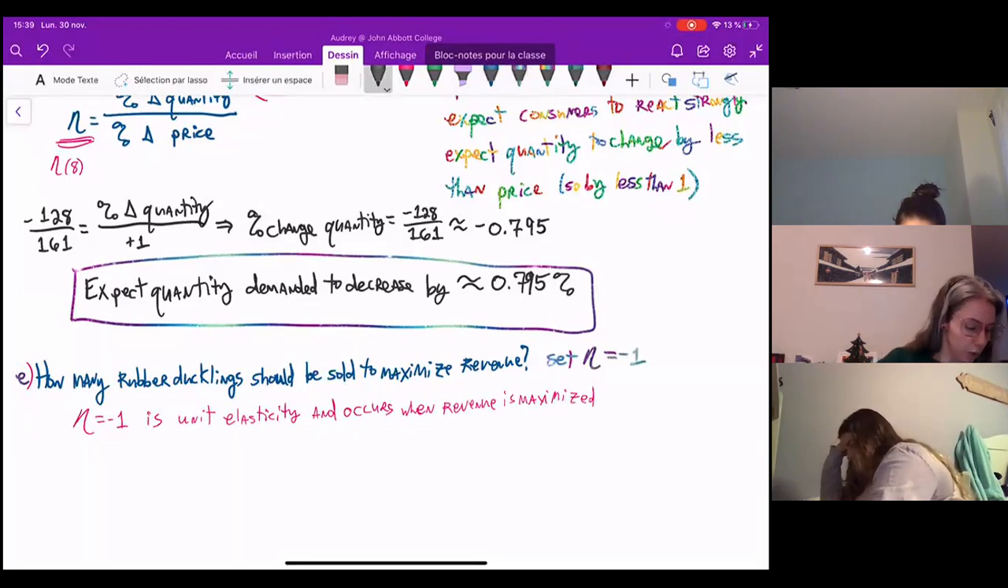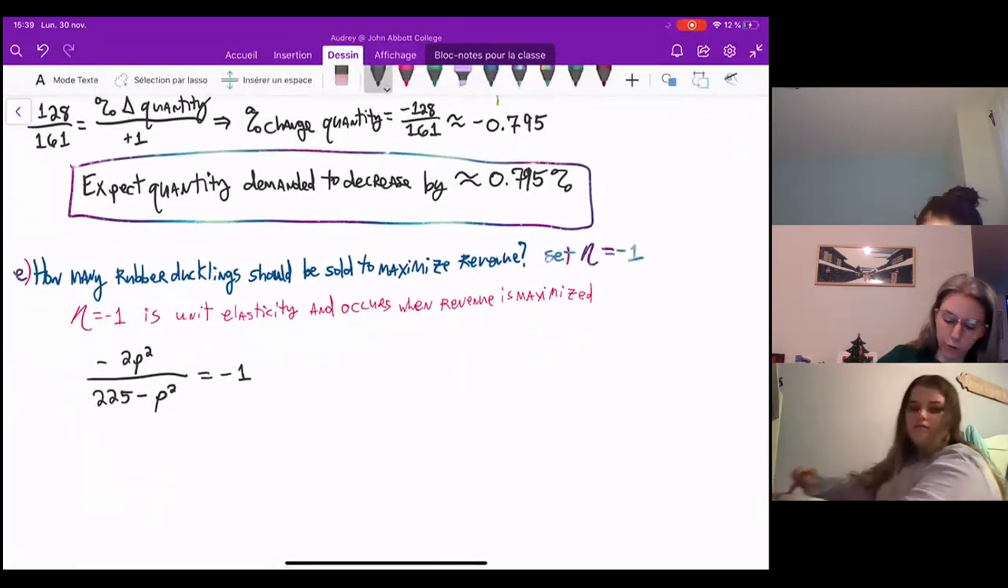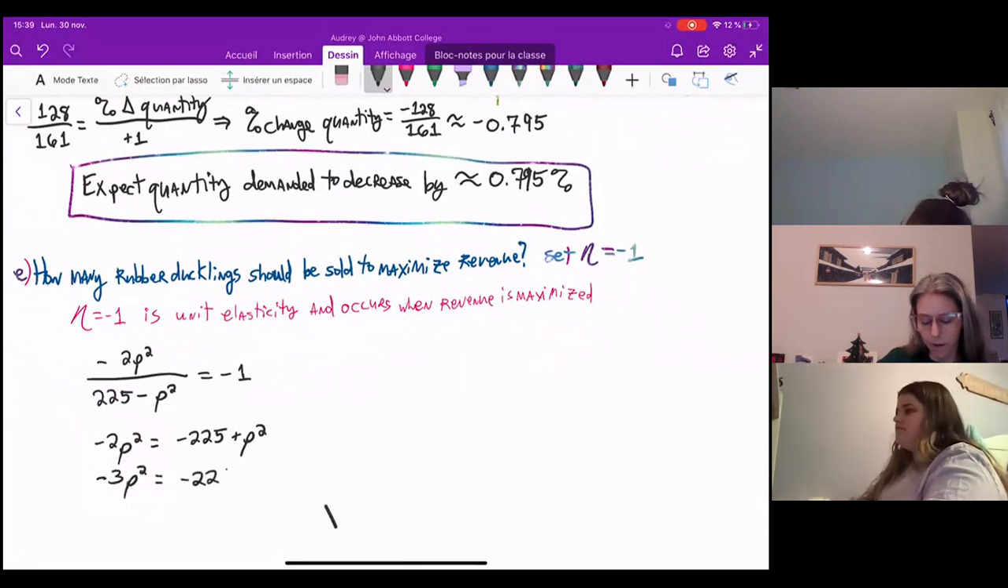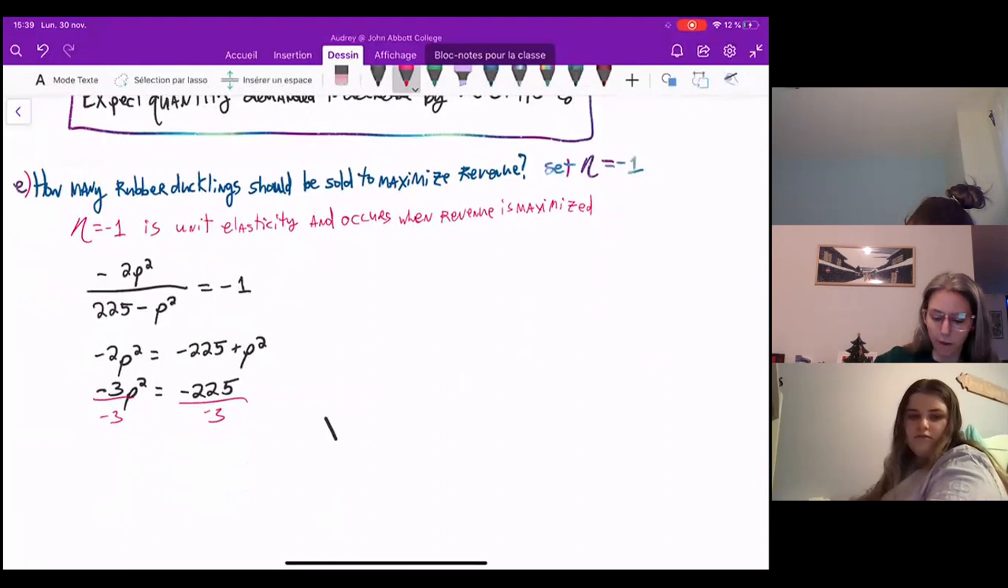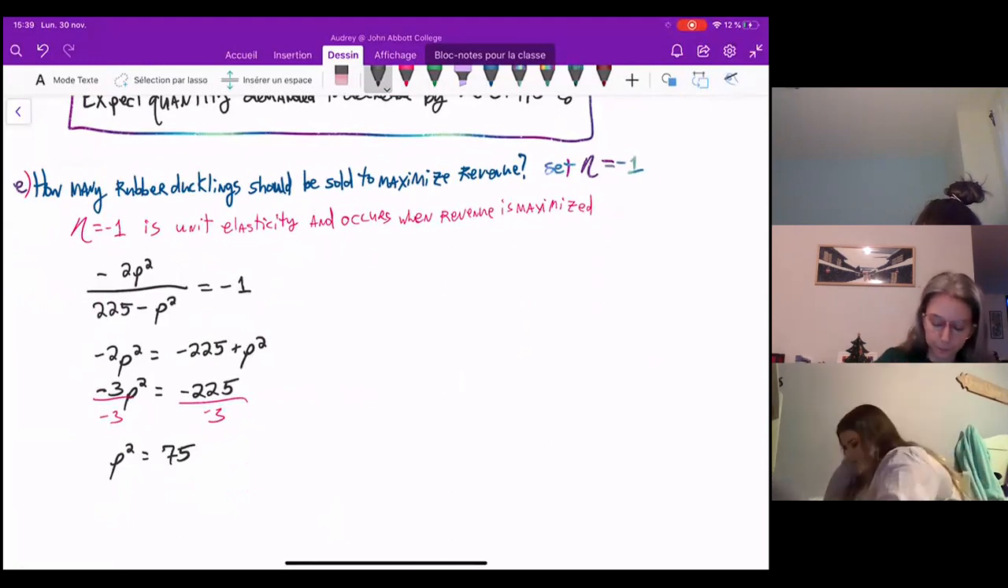My eta was -2p squared over 225 minus p squared, which I'm setting equal to -1. I multiply that over to get -2p squared is equal to -225 plus p squared. So -3p squared is equal to -225. Then I'm going to divide by -3. 225 is divisible by 3. That's going to be 75. So p squared is equal to 75, which means p is equal to plus or minus the square root of 75.